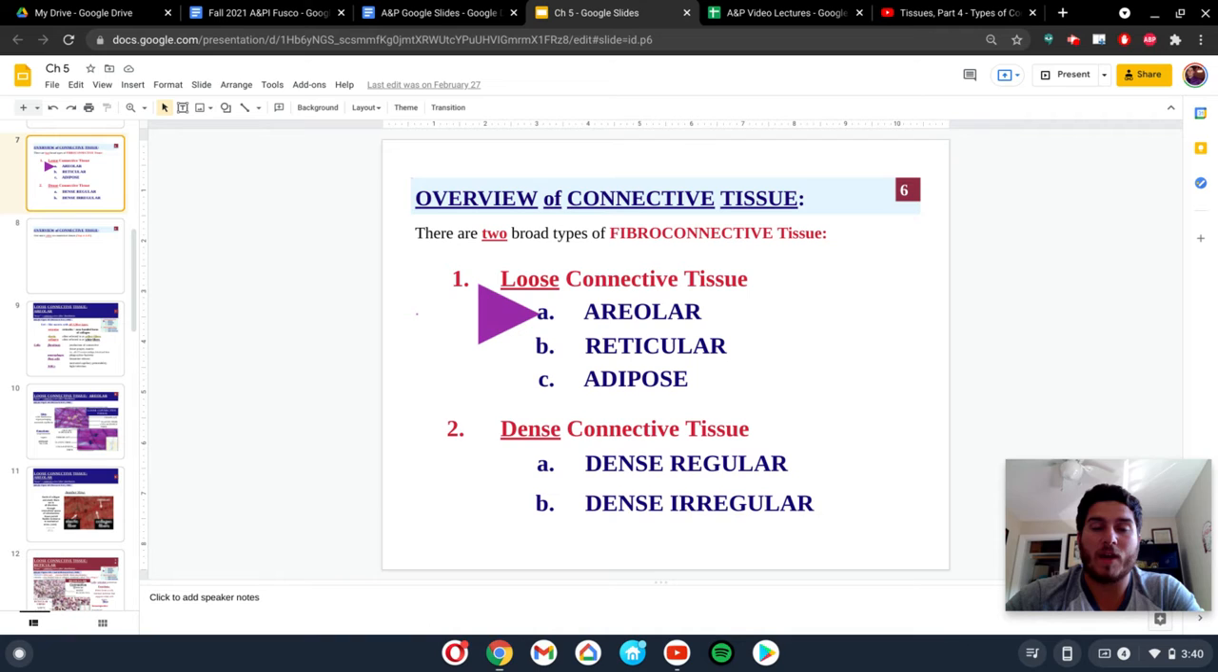So we're going to begin right now with some loose connective tissues, and within that category, there are three tissues we're going to discuss. We have areolar, reticular, and adipose connective tissues.